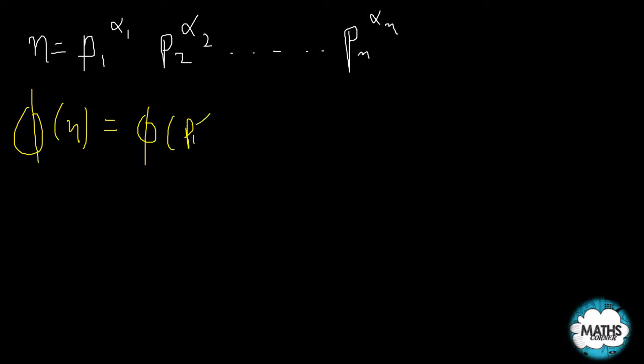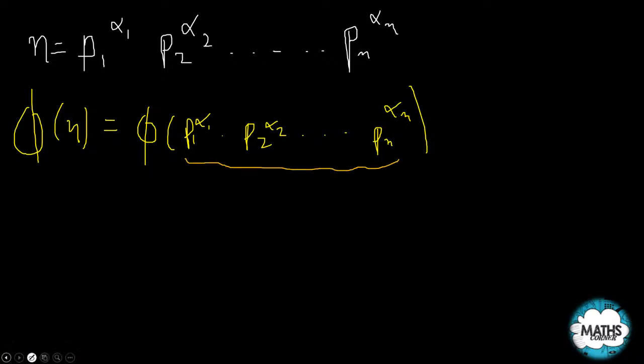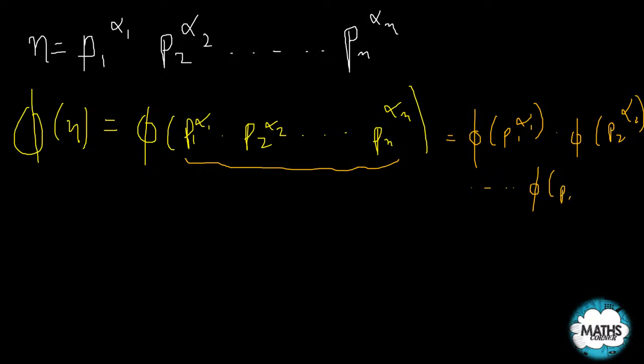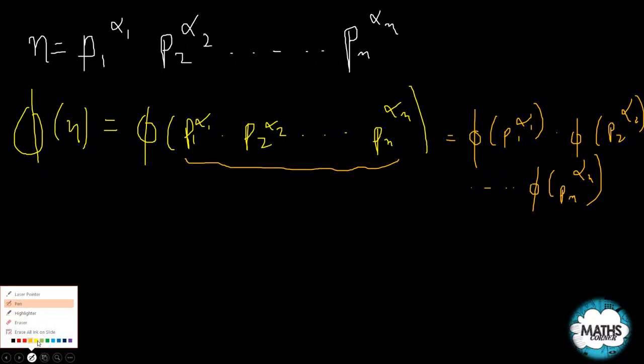So phi of p1 power alpha 1 into p2 power alpha 2, and so on till pn power alpha n. Now as all these n prime numbers are co-prime to each other, I can break them down into each phi. So this will become phi of p1 power alpha 1 into phi of p2 power alpha 2, and so on till phi of pn power alpha n. Now my goal is to calculate phi of some prime number to the power alpha.